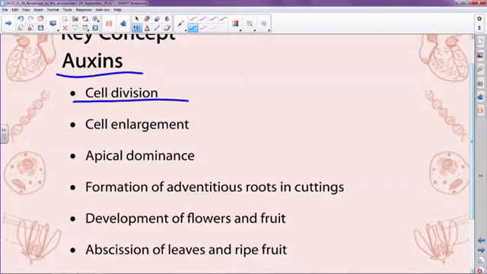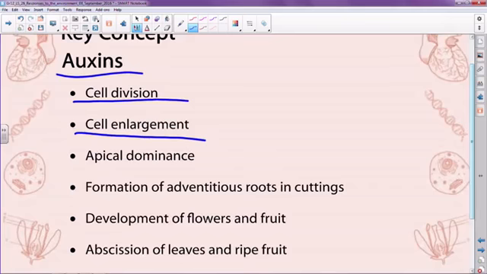First of all, it does cell division. In other words, it makes the cells divide a lot quicker, making more and more cells. That's what cell division is. The next one, it does cell enlargement. In other words, it makes the cells bigger. If the cells get bigger, it means the plant is going to grow. So cell division and cell enlargement make the plant grow. That's simple.